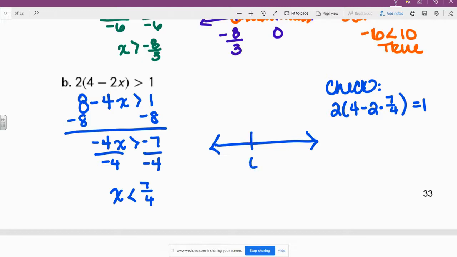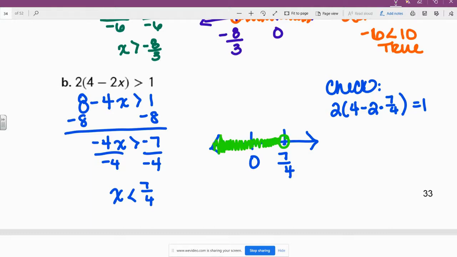I'm going to put a 0. Since this is a positive number, I need to put that value to the right. And then I'm going to work on my shading here. So since it's less than, that means I don't want anything greater than that value of 7/4. And it's not a closed dot because it doesn't equal, but it does equal everything. It's true for everything that's to the left.